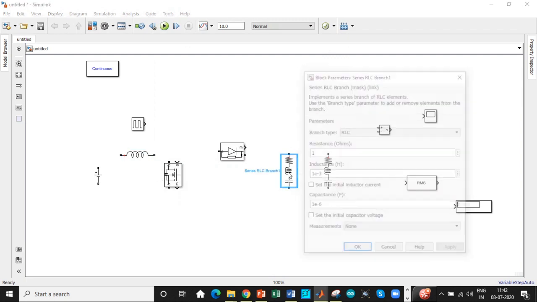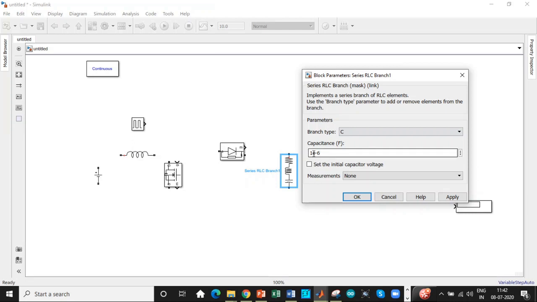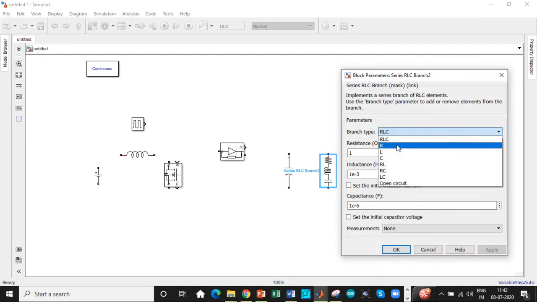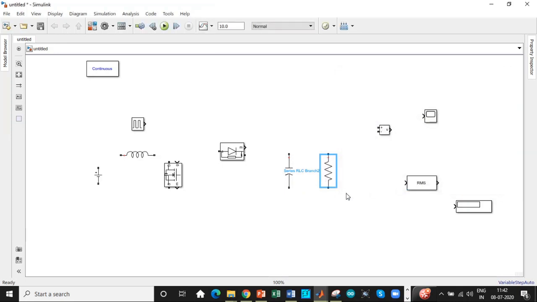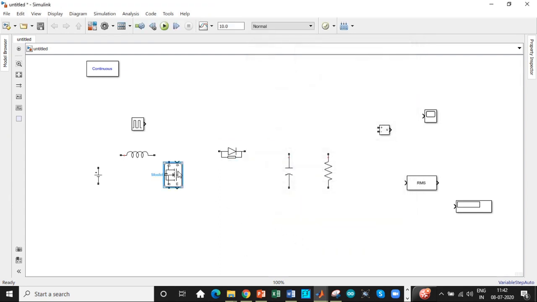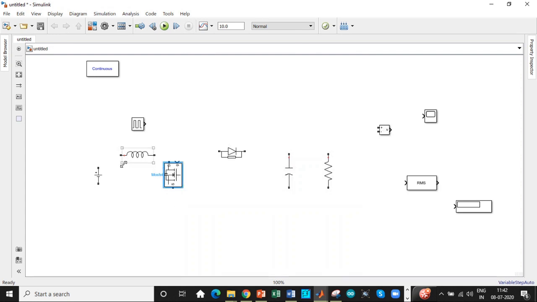And after that, we need a capacitance at the output. So we are selecting the type of component as capacitance. The value that is designed in our problem is 16.44, so we are choosing that. We are using a resistive load, so let us choose resistance. The amount of resistance that is calculated in our problem is 16.2, so we are going to choose 16.2 ohms. Apart from that, one of the most important things is that we have to disable the measurement port. That is not necessary in our circumstances, we're not going to use it, so we'll disable it.